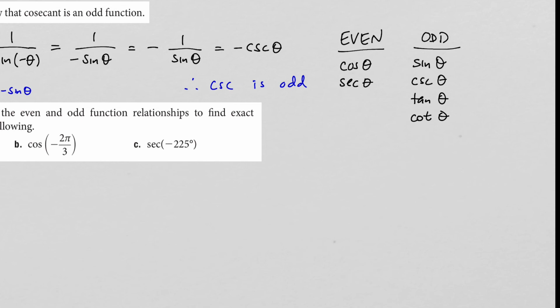So the way I remember it is to remember cosine is even. That's what you have to remember. Cosine is even. Therefore, its reciprocal is also even, and the rest are odd.